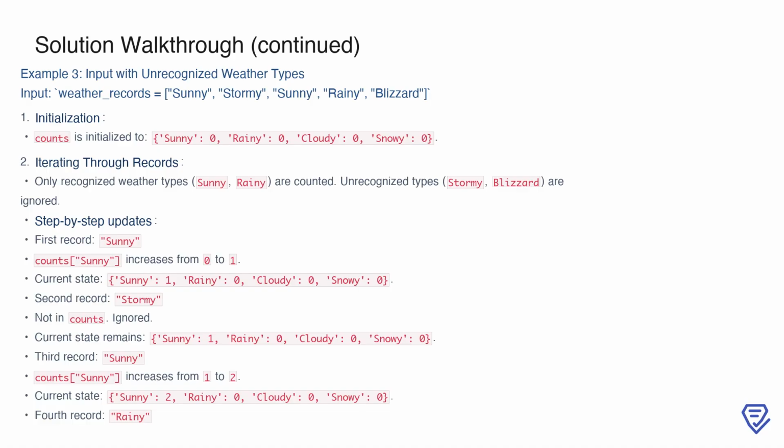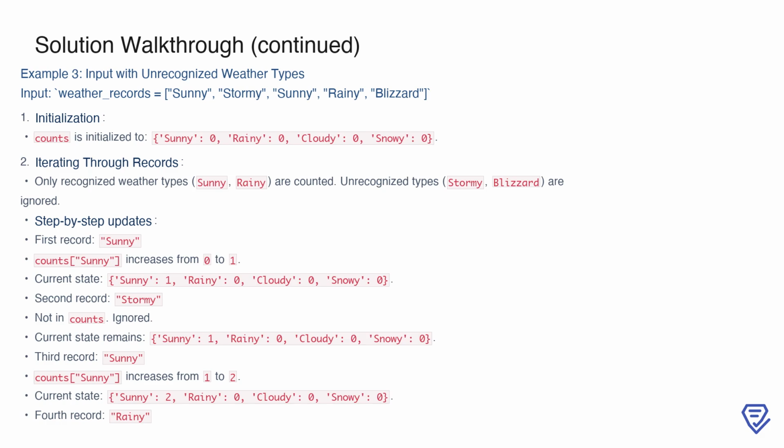Next, the second record is stormy, which is not a recognized weather type. Since it doesn't exist in the counts dictionary, it is skipped, and the state remains unchanged. The third record, sunny, is recognized again, so the count for sunny increases from 1 to 2. The updated dictionary becomes sunny: 2, rainy: 0, cloudy: 0, snowy: 0.